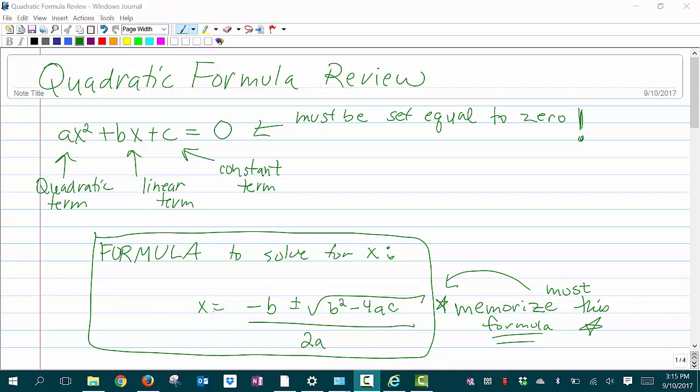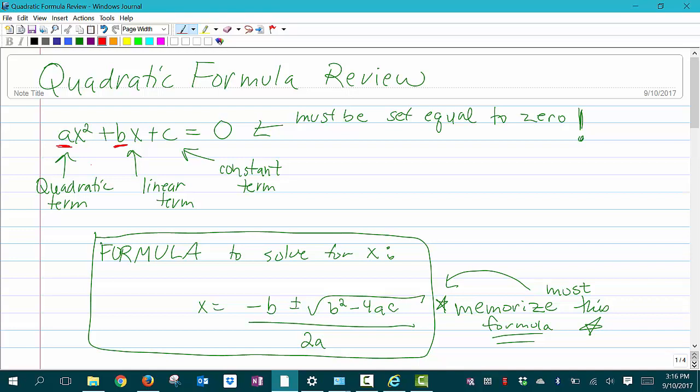The formula to solve for x in a quadratic equation is x is equal to negative b plus or minus the square root of b squared minus 4ac all over 2a. The values of a, b, and c come from the quadratic equation. The a is the value in front of x squared, the b is the value in front of x, and c is the constant.